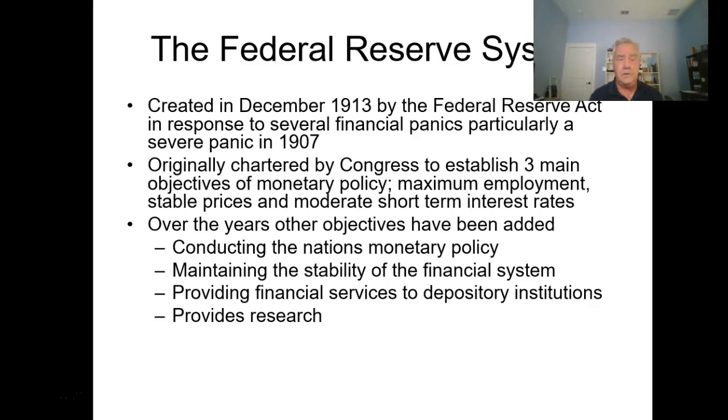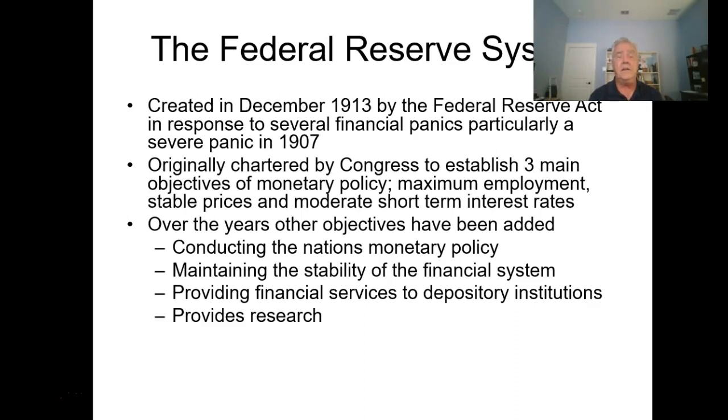They're tasked with maintaining stability of the financial system, which they did do during the Great Recession, providing financial services to depository institutions. What that means is that, particularly in the case of member banks and non-member banks, they use the Federal Reserve as a depository institution. Now, how do they do that?